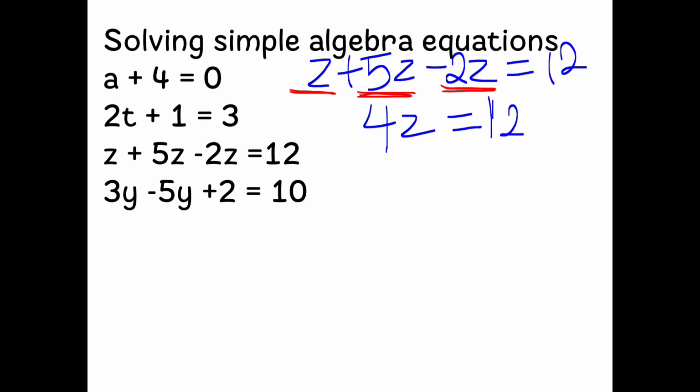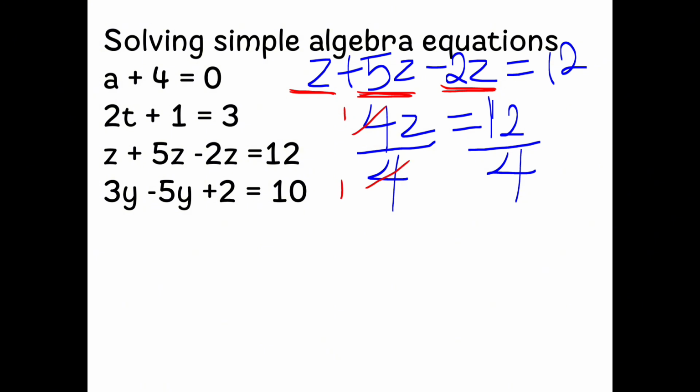So we need to get the value of z, and you will notice that 4 is disturbing z here. And how do we take away 4 from here? Very good. We divide both sides by 4. Divide both sides by 4, and by doing that, 4 divide 4 gives us 1.